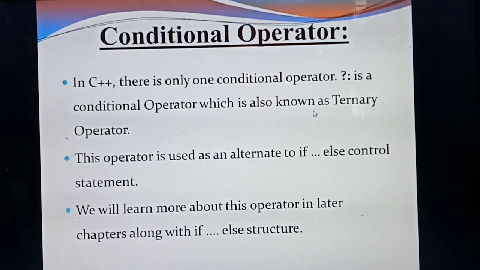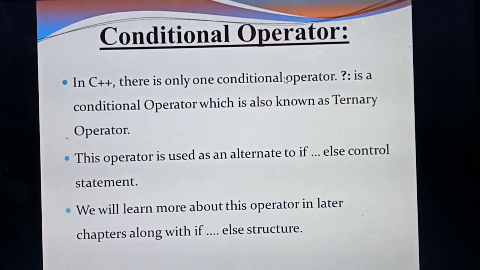So this is if else, and we will study it in detail in later chapters. No need to bother about that one now. Don't think about this; if else and all that we will study in later chapters. Instead of using this if else we can use this conditional operator, or instead of the conditional operator you can use an if else statement.